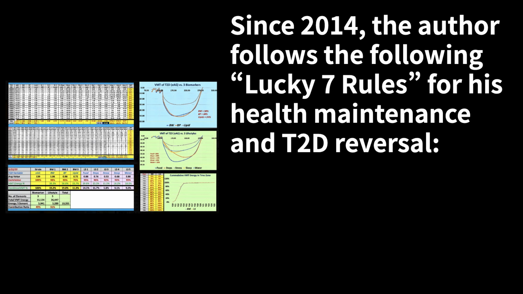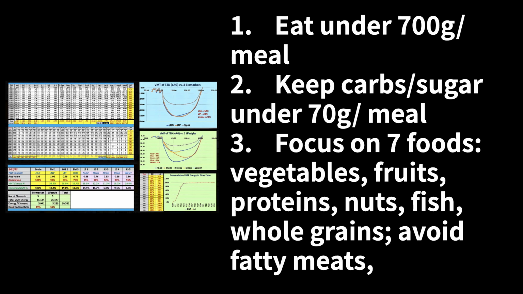Since 2014, the author has followed the following lucky 7 rules for his health, maintenance and T2D reversal. 1. Eat under 700 per meal. 2. Keep carb sugar under 70 per meal. 3. Focus on 7 foods: vegetables, fruits, proteins, nuts, fish, whole grains, and avoid fatty meats.